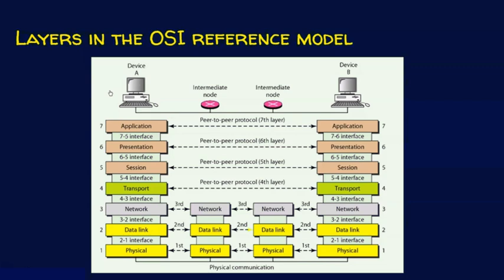The user who is sitting at this place will open an application, and that application is going to generate the data. The data generated by the application layer is handed over to the presentation layer, and then the presentation layer hands over the data to the session layer.